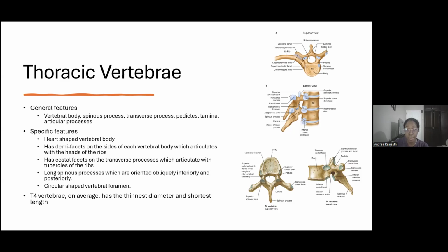shortest length pedicle. And this is important when having to place screws in surgery at the lower thoracic spine. It's always advised to place screws more at the lower thoracic spine.